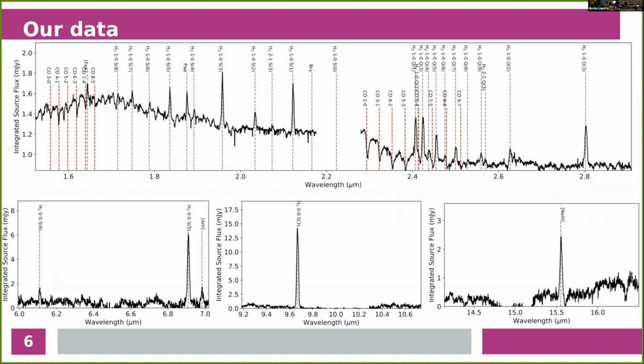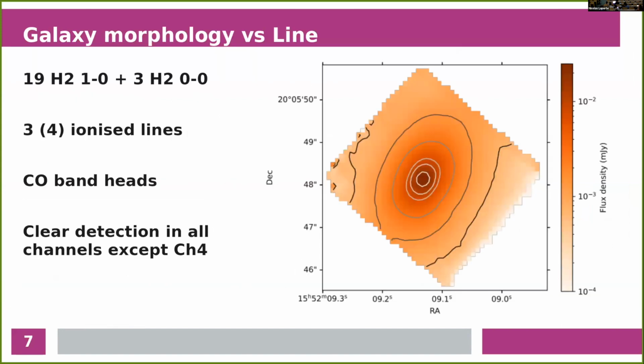I don't expect you to read all of this. I just wanted to demonstrate just how rich this data set is. There is an awful lot of it. At the top is NIRSpec, and then the first 3 channels are MIRI. We've got an absolute ton of molecular hydrogen lines, as well as a few ionized ones, and you can see in red some CO bandhead absorption features. In total, we have 19 ro-vibrational lines and 3 rotational ones. We also have 3 ionized transitions that we can spatially resolve, with 1 extra that can only be picked up in the total integrated spectrum.